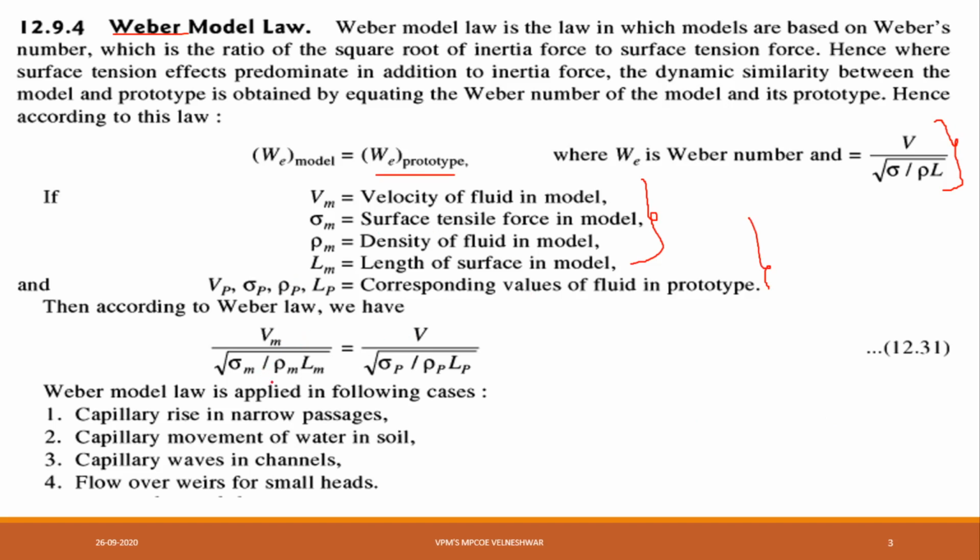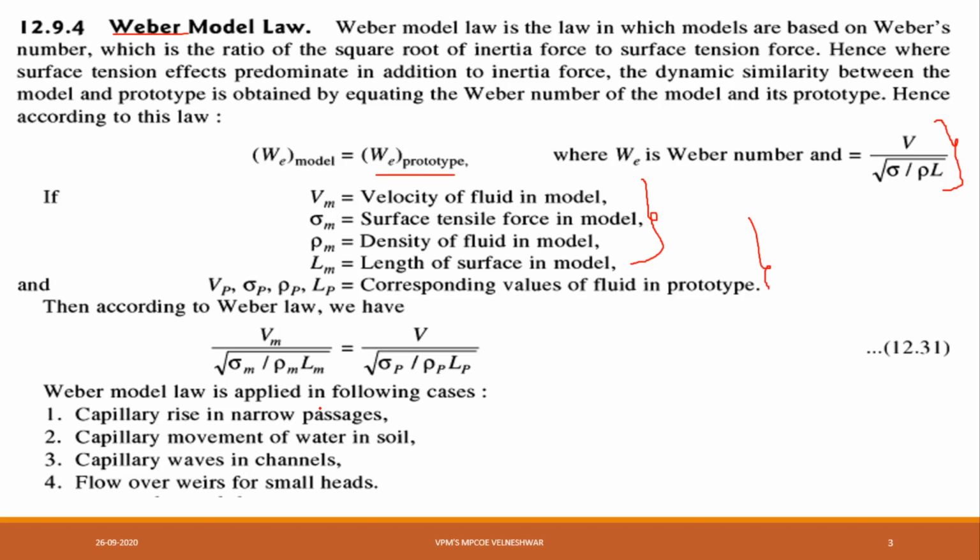That is Vm divided by square root of sigma m by rho m, divided by rho m into Lm, equal to V divided by square root of sigma p by rho p into Lp. This is the standard equation. Here the rho m and rho p, if you want to cancel, you can cancel. If you don't want to, that is your wish.